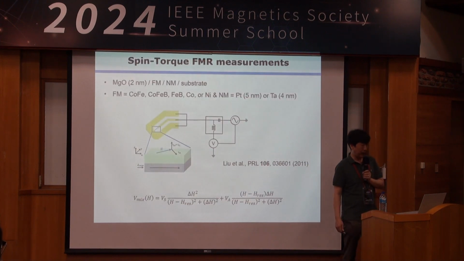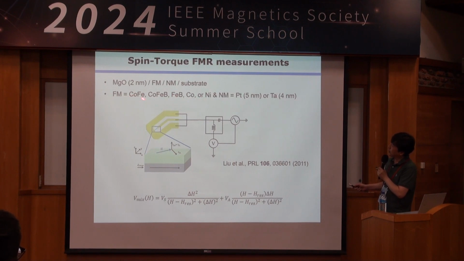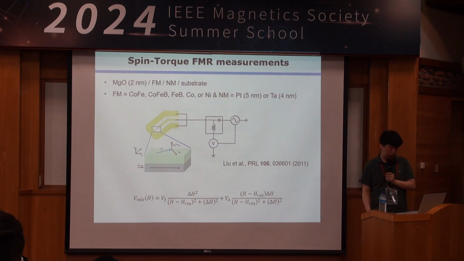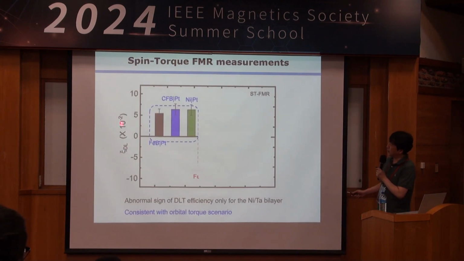And our collaborator at KIST carried out spin torque FMR measurements for various ferromagnet normal metal bilayers. For the ferromagnet, it includes cobalt, iron, cobalt iron boron, and nickel, and for the normal metal, platinum and tantalum. And I don't think I have to explain this to this audience. We can identify the sign and magnitude of the damping-like torque, and the experimental results are summarized in this plot. So this is the DLT efficiency measured from the spin torque FMR.